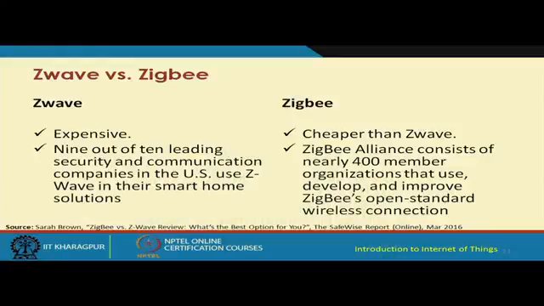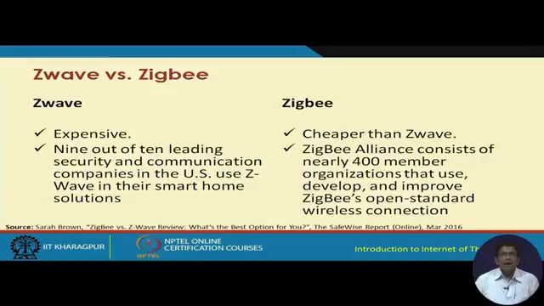Z-Wave is expensive compared to ZigBee, and 9 out of 10 leading security and communication companies in the US use Z-Wave for smart home solutions. On the other hand, for ZigBee, there is the ZigBee Alliance that consists of more than 100 member organizations that use, develop and improve the open standard that is offered by ZigBee.